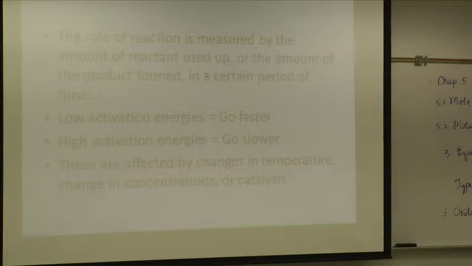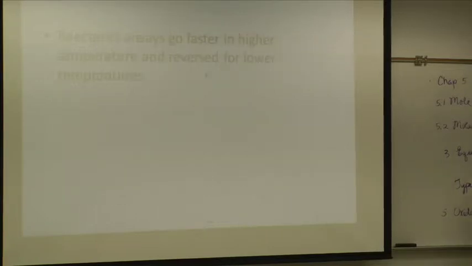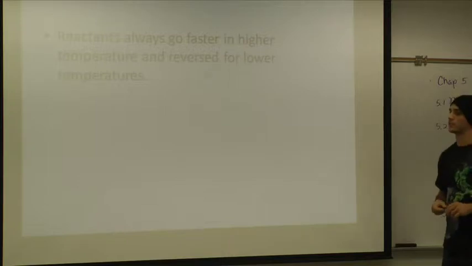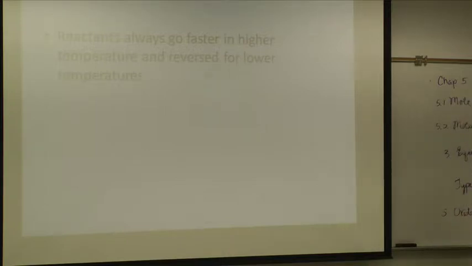Low activation energies make it go faster. High activation energies make it go slower. So these are affected by changes in temperature, changes in concentrations, or catalysts. For example, if you want food to cook quicker, you turn up the heat. You want things to go slower, you lower the temperature.